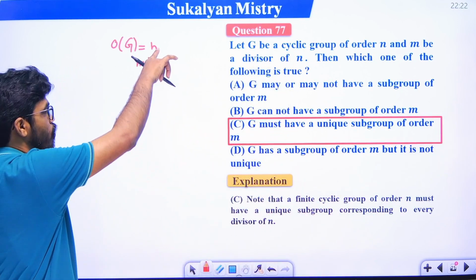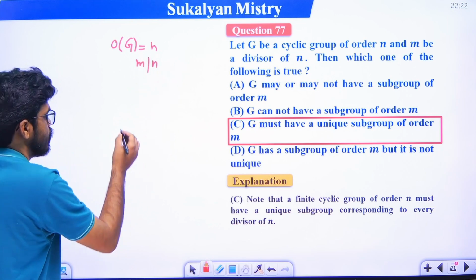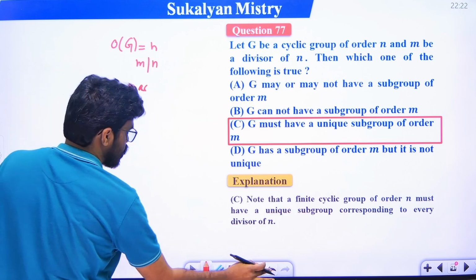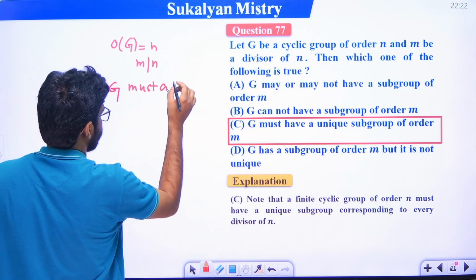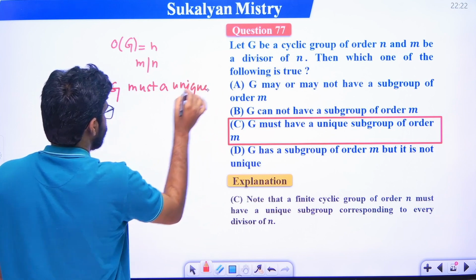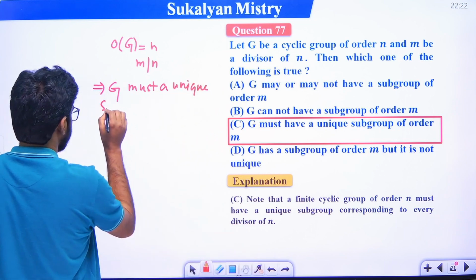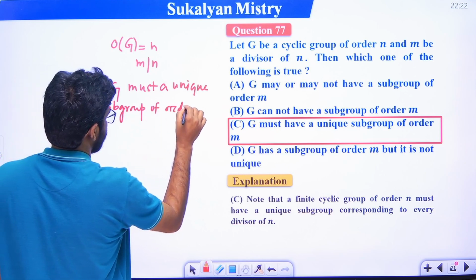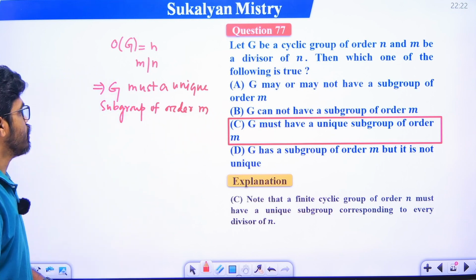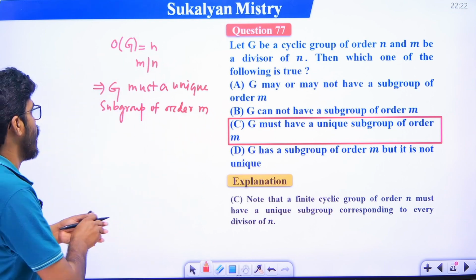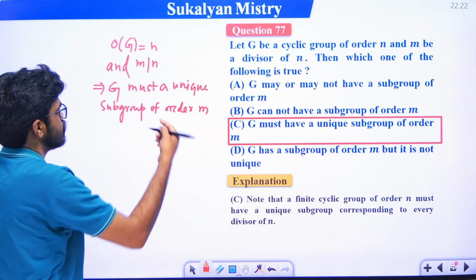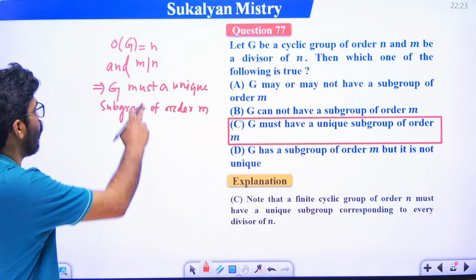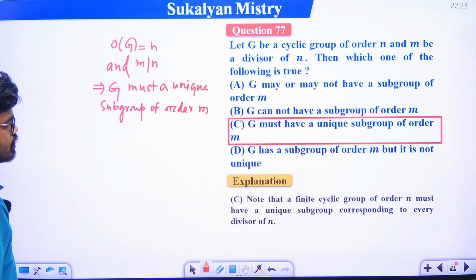If G is a cyclic group of order n and M divides n, then G must have a unique subgroup of order m. So this is the theorem. Suppose G is a cyclic group of order n and m divides n, then G must have a unique subgroup of order m. Okay, so this is the theorem. So option C is the correct answer.